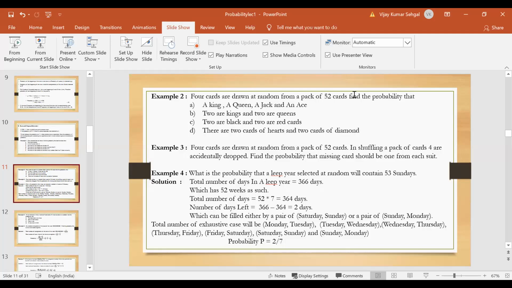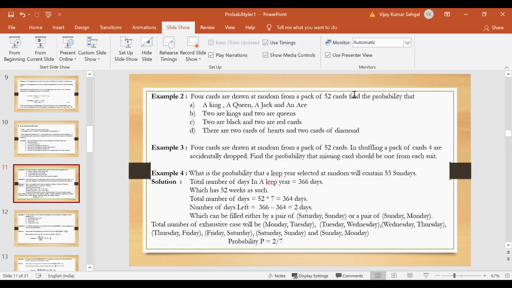So how can we count the total possibilities? One Sunday will be either Saturday, Sunday, or Sunday, Monday, or Monday, Tuesday, Tuesday, Wednesday, Wednesday, Thursday, Thursday, Friday, Friday, Saturday. Like this we can have 7 possibilities, and favorable are Saturday, Sunday, as well as Sunday, Monday. These are the 2 favorable cases. So the probability of getting 53 Sundays in a leap year is 2 by 7.